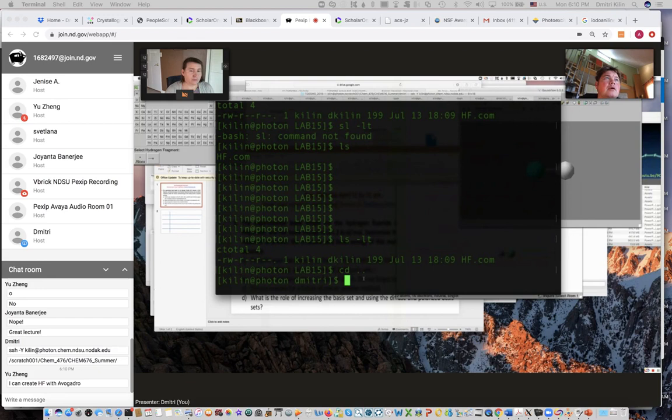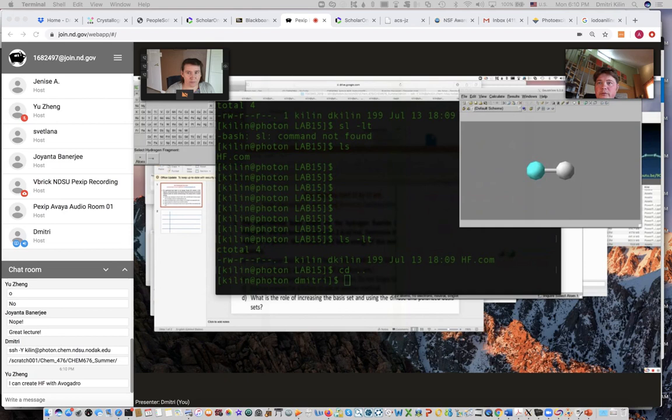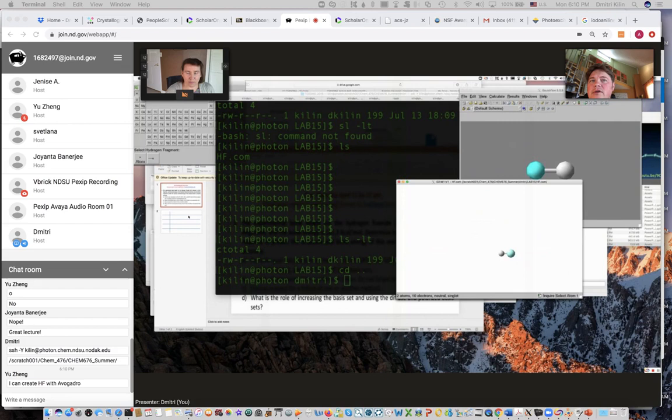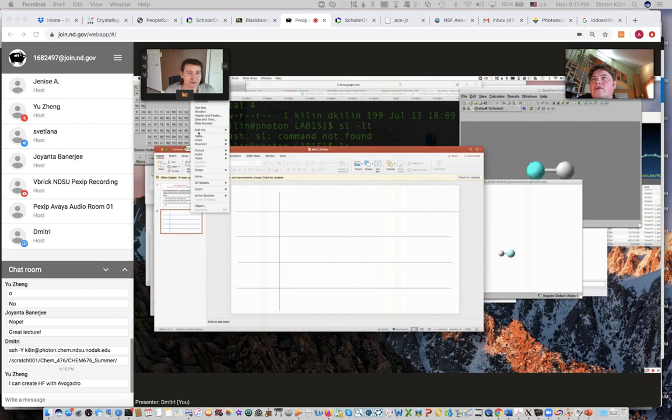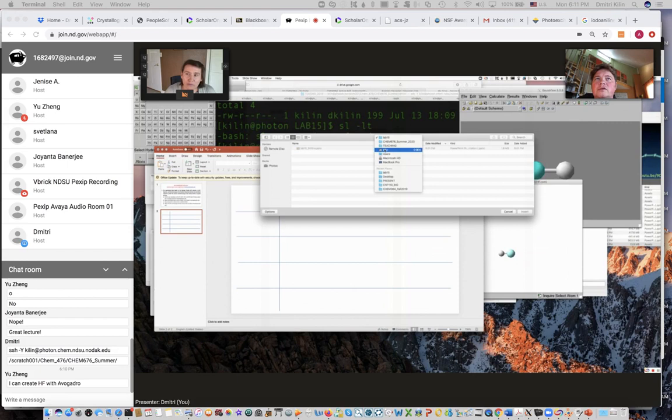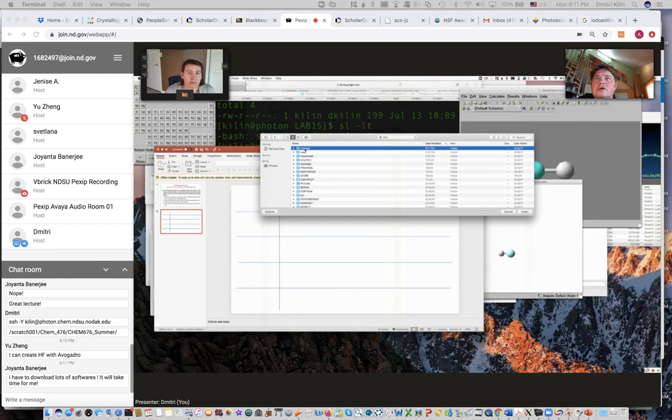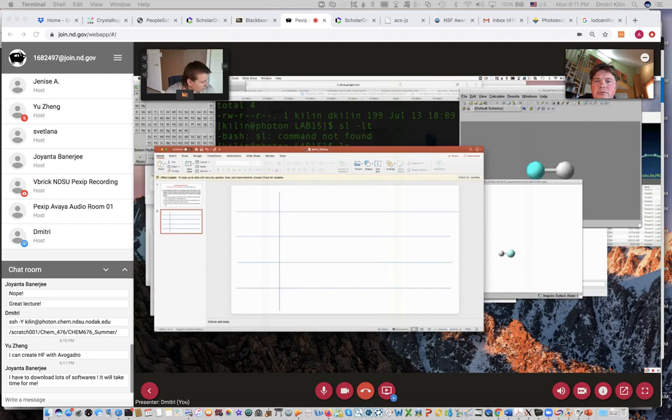So after the model has been done, I'm looking at the suggested table. So it suggests that we use the HF, B3LYP, MP2. Yeah, but these are methods which you have to apply one by one, right? Of course, yes. Probably can just go to method. Yes, just a second. I want to be organized so that the report is created as we go.